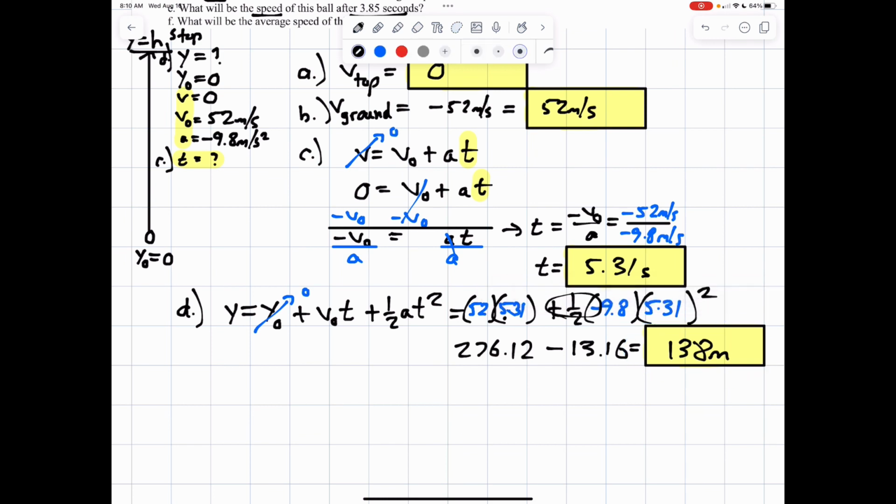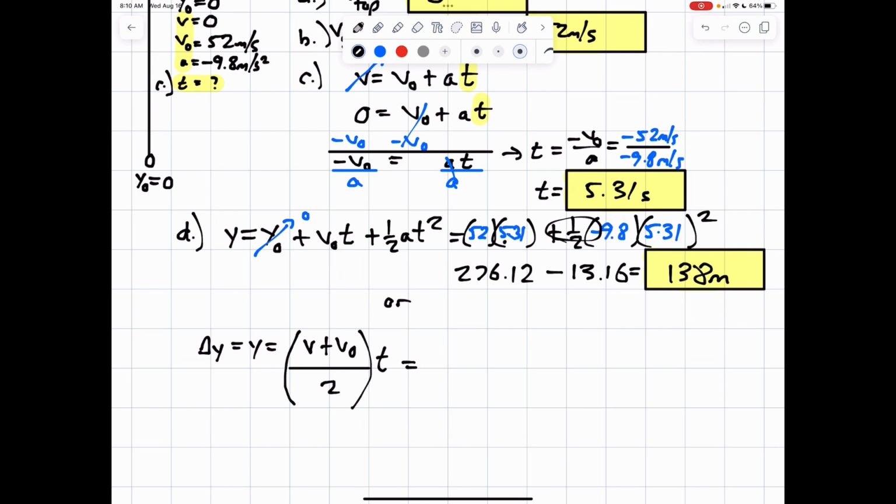Okay, now keep in mind, there's always another way. So I could go, remember, delta y is the same thing as y in this case because y naught is 0. It's v plus v naught over 2 times t. Okay, plugging into that, what do we have?